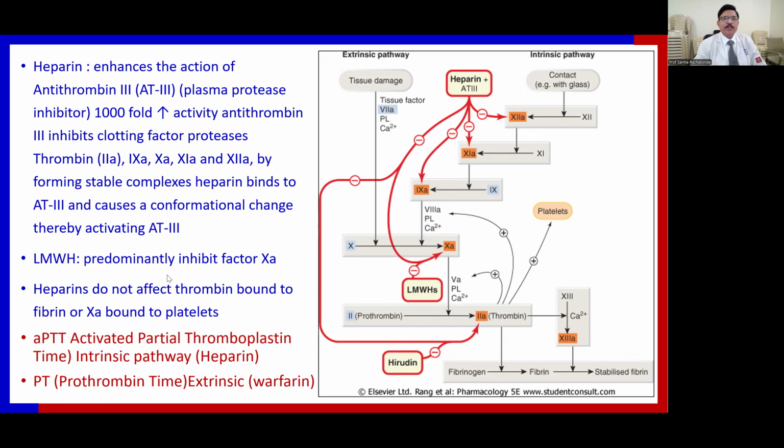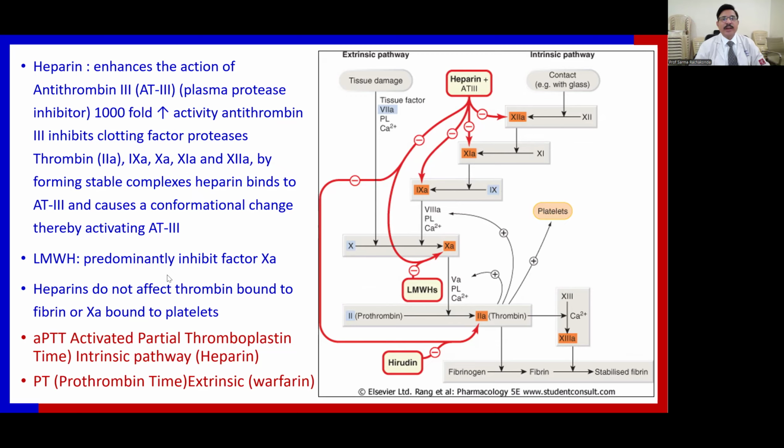There is a substance called antithrombin, which prevents the prothrombin from becoming thrombin. Factor 10 makes the prothrombin become thrombin, and AT3 is just the opposite of it. So AT3, the antithrombin 3, is a plasma protease inhibitor. With heparin, it has 1,000-fold increased activity, and it inhibits the clotting factor proteases: thrombin 2A, 1A, 10A, 9A, 11A, by forming stable complexes.